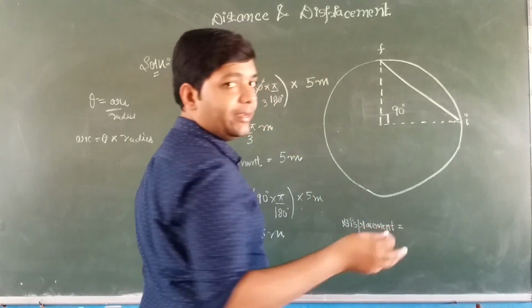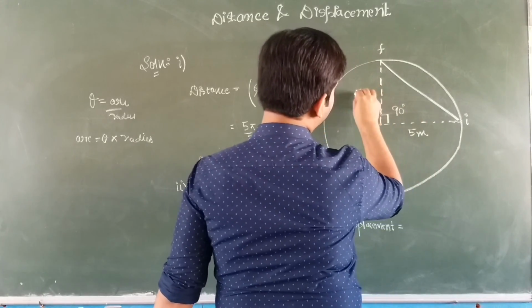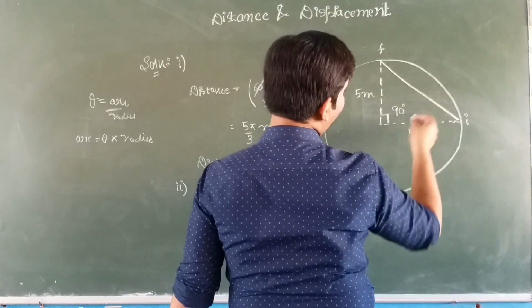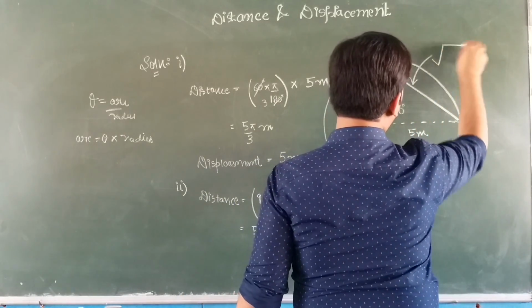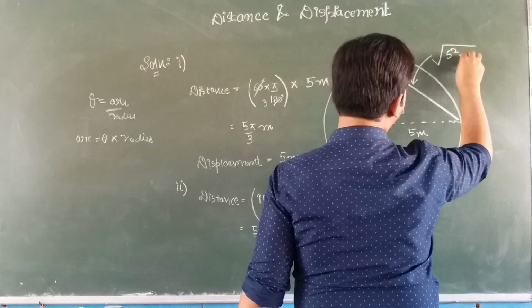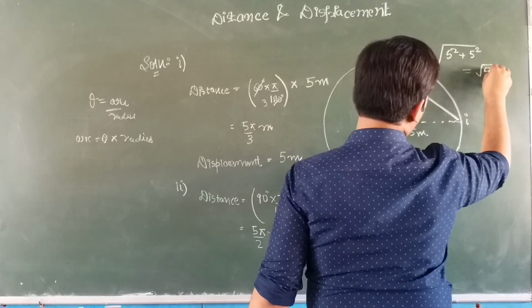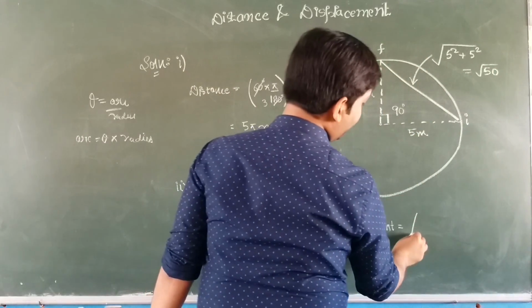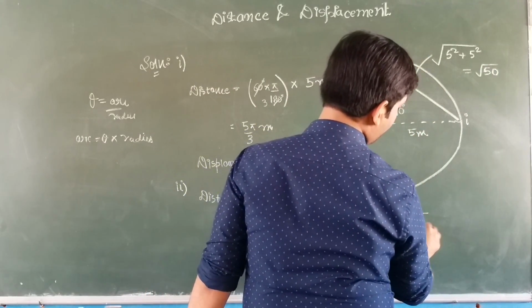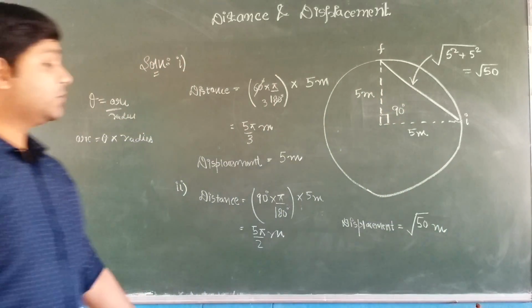So we can apply Pythagoras theorem. This length is 5 meter. This length is also 5 meter. So by using Pythagoras theorem, the length of this will be under root of 5 square plus 5 square. That means under root of 50. So this length is equal to root 50 and therefore the displacement will be root 50 meter. I hope everyone has got this.